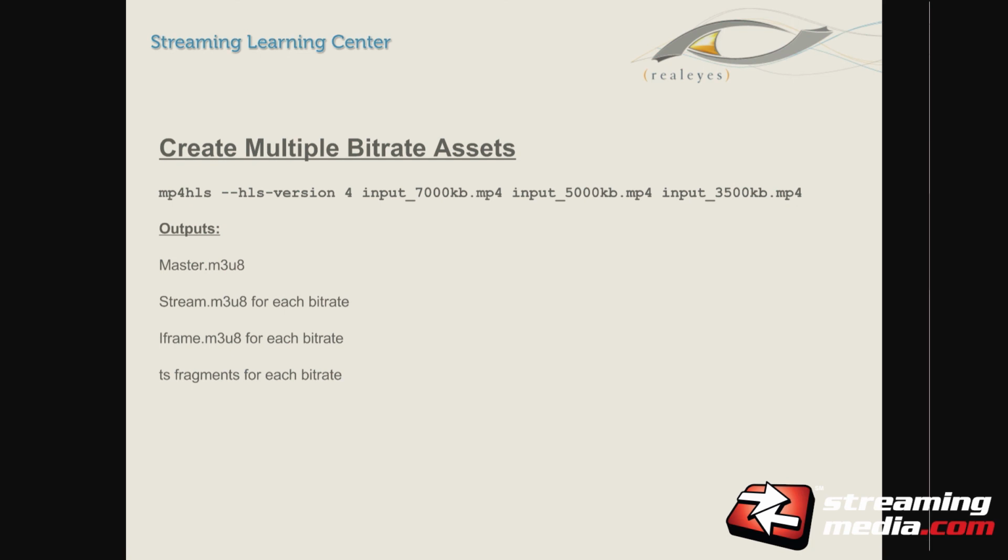So here we're specifying, hey, we want to do an MP4 HLS. We're going to give it a version of 4. We're going to specify our input files for a 7.5 and 3.5 megabit. And our output will automatically give us a master M3U8 linking up our multiple variants. So we get a stream M3U8 for each bit rate, all three of them, an I-frame M3U8 for each bit rate, so that's for our trick playback and thumbnail type stuff, and then TS fragments for each bit rate.